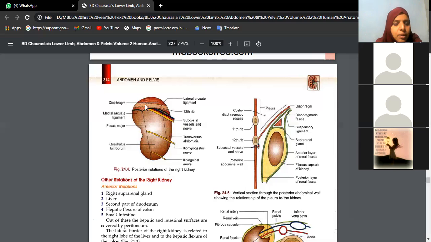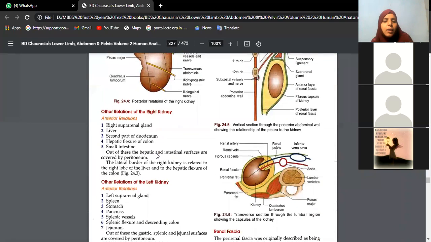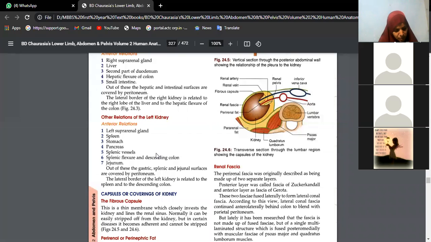So upper part near the pole, on the posterior aspect, it is related to diaphragm. Okay, and it is also related to subcostal vessels and nerves, impression of 12th rib. These are the arcuate ligaments you are finding, medial arcuate ligament and lateral arcuate ligaments. These are the origin points of diaphragm, if you remember from previous class. Okay, so these are the posterior relations.